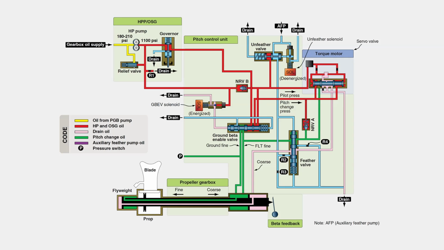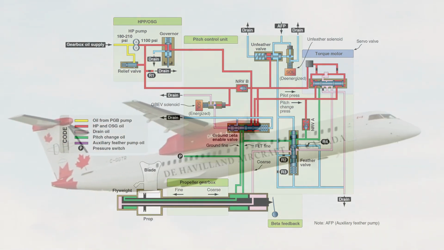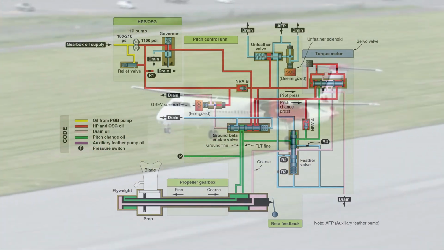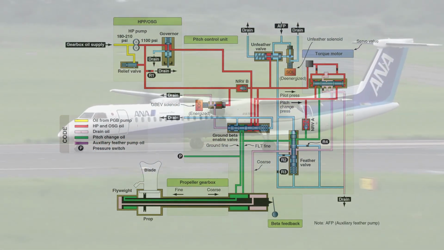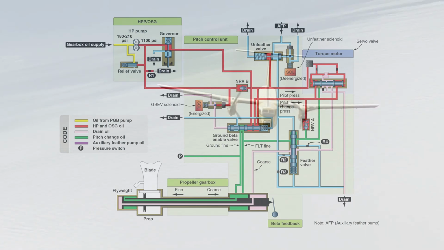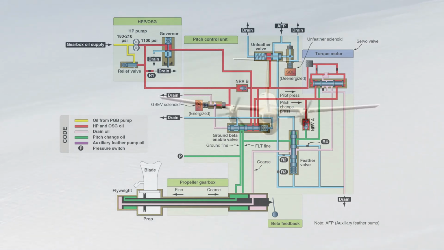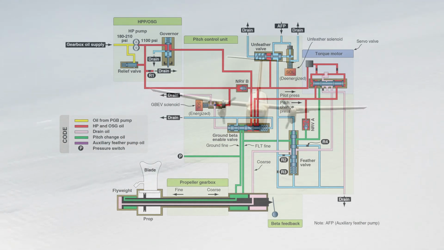It plays a key role in constant speed propeller systems by keeping the engine running at a set speed, even when flight conditions change. It works by adjusting the oil flow to a hydraulic piston connected to the propeller blades. This changes blade pitch, which in turn regulates engine load and speed.